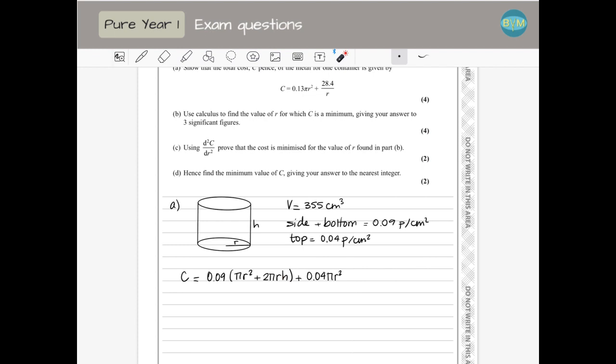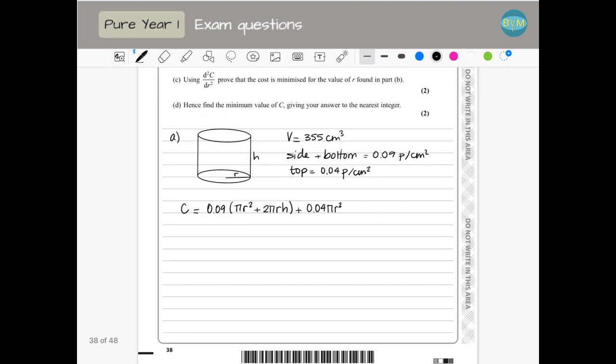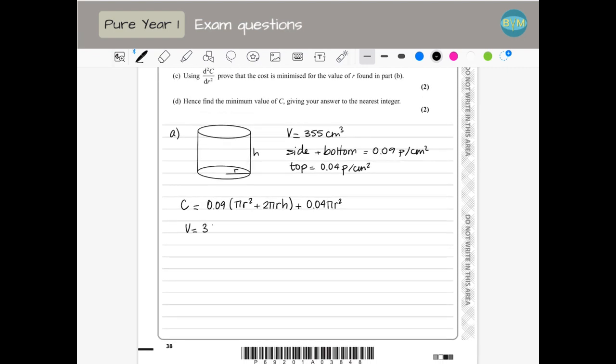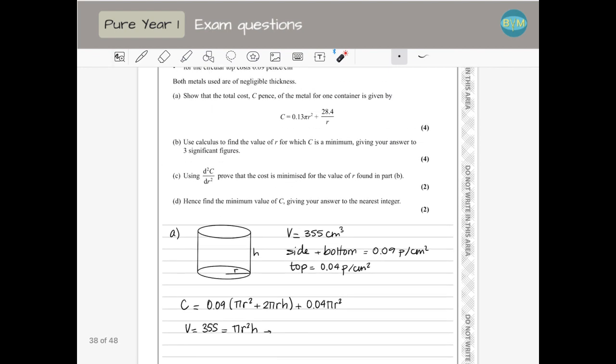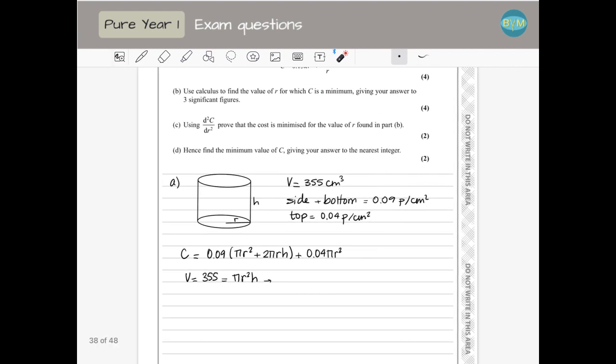That's why they always give us a line to eliminate one of the variables. So this is the line. The volume is 355, which means that the volume of the cylinder is going to be pi r squared times h. And from here, I can eliminate the variable that I don't want. In this case, the cost is given in terms of r only, so in my formula I'm going to eliminate h, and I'm going to get h in terms of r from this line here.